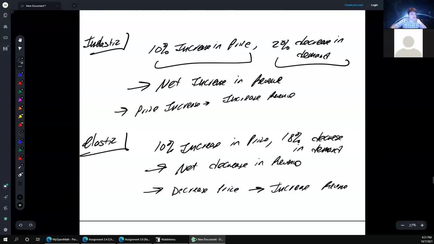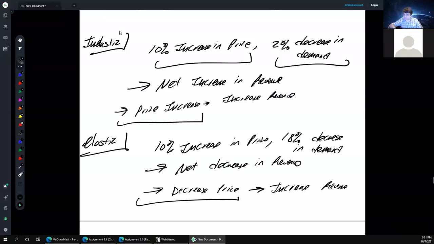Okay, so you have a couple of these on the homework, which is based on this. We'll say, if we want to increase revenue, what should we do? And the short answer is, if we're inelastic, we want to increase the price to increase revenue. If we are elastic, we want to decrease the price to increase revenue. Does that make sense? Questions on that?